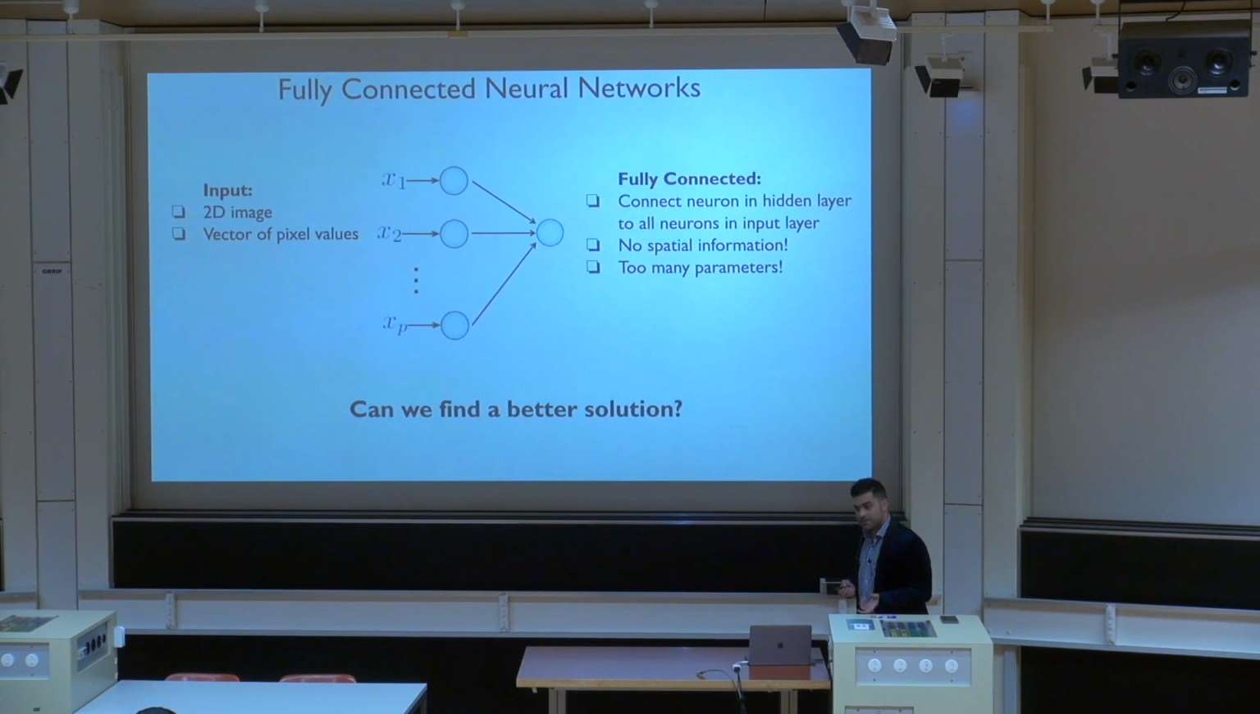Another problem is that if you increase the image size, you will have many parameters. It's going to be an explosion, because every single neuron is fully connected to all neurons in the next layer. So how can we find a better solution?